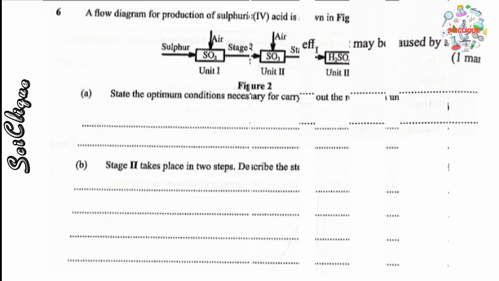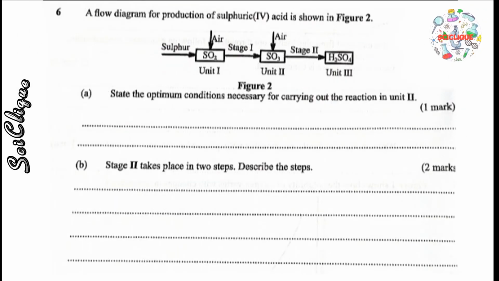Now, moving on to question 6, a flow diagram for production of sulfuric(VI) acid is shown in figure 2. So we have a flow chart there, starting with sulfur, and at the end of it, we have sulfuric(VI) acid. Part A, state the optimum conditions necessary for carrying out the reaction in Unit 2.